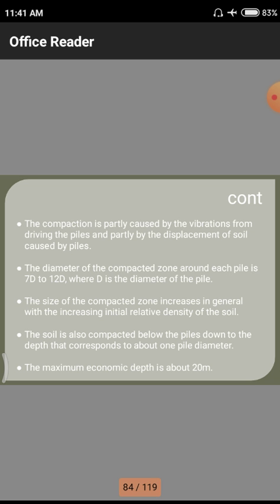Okay, next one we are having is the maximum economic depth is about 20 meters. That means while we are going for pile driving, the maximum economic depth means 20 meters. Economic means which is related to money matters. That means up to 20 meters we are having free soil. After the 20 meters we are having a hard rock strata.